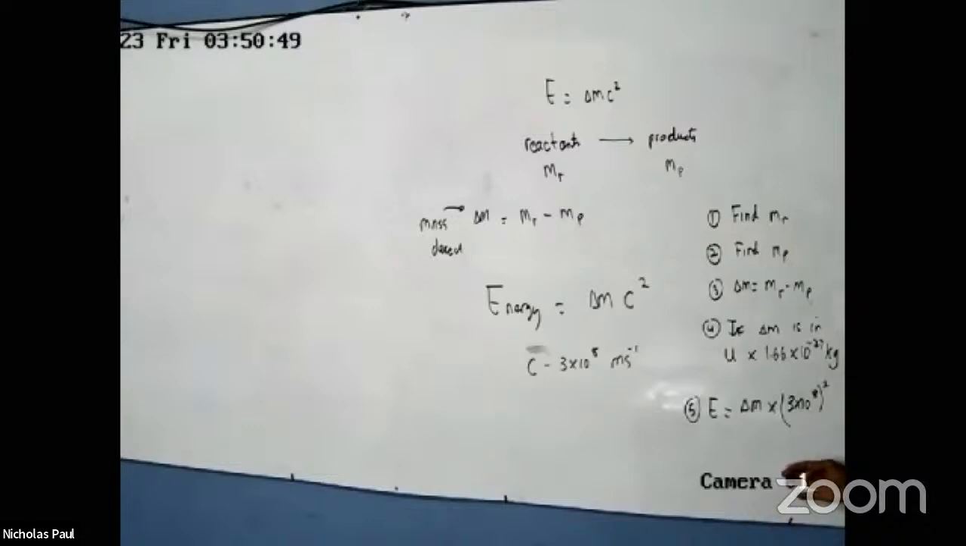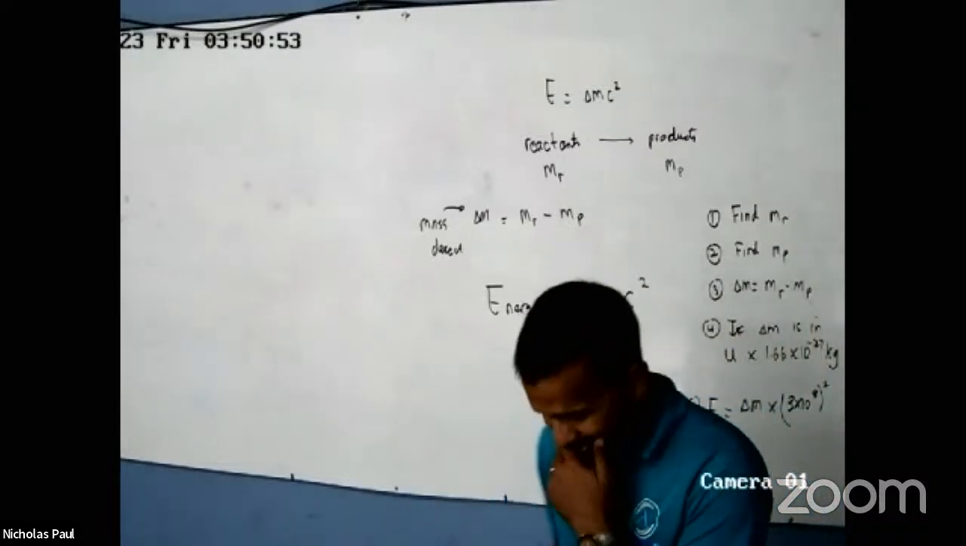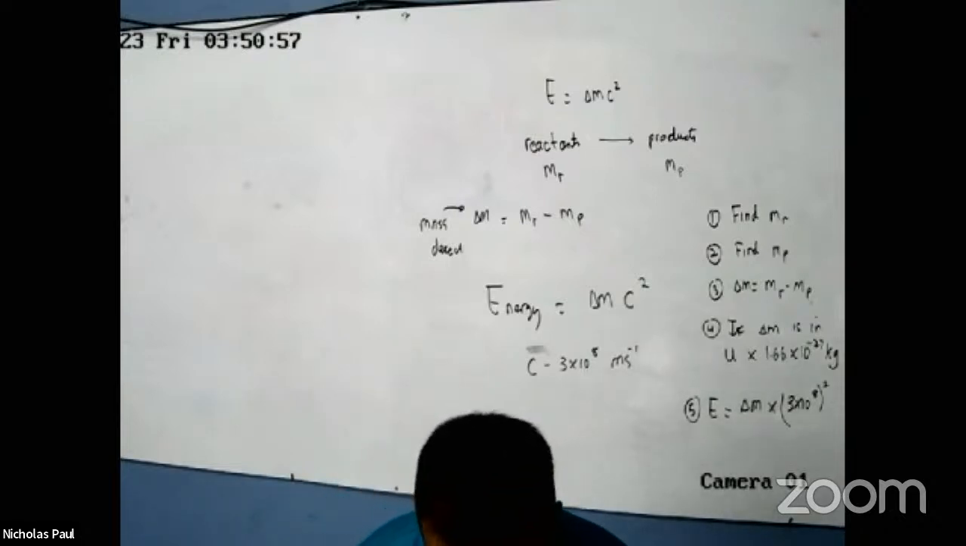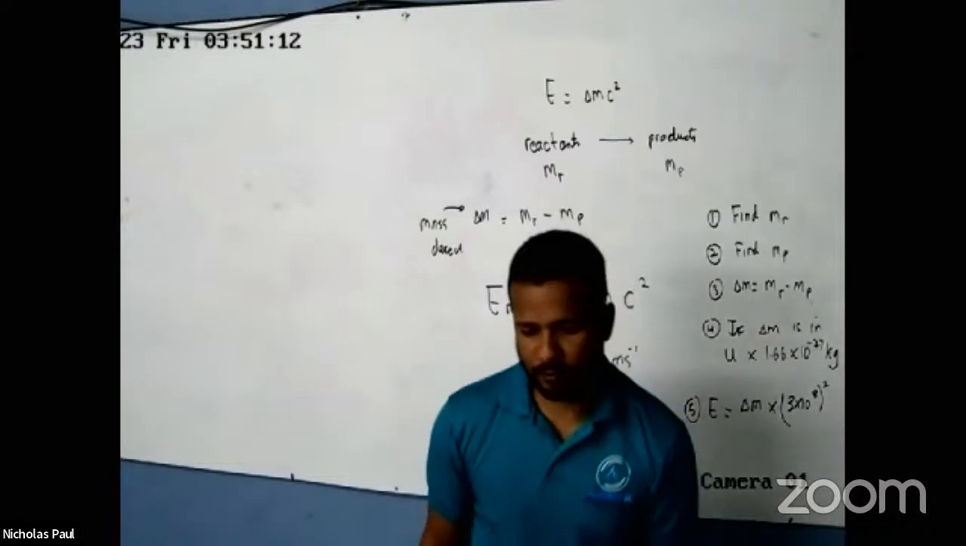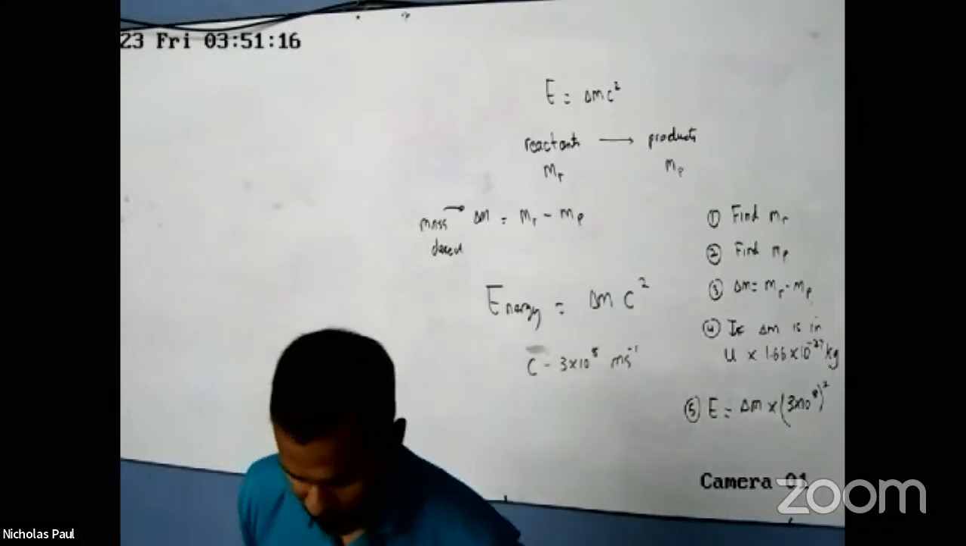The hardest thing is using the calculator properly, so I'm going to show you that. Copy those down, and I'm going to show you how to do this change in mass. So copy down steps 1 to 5, and I'm going to show you how to do this.